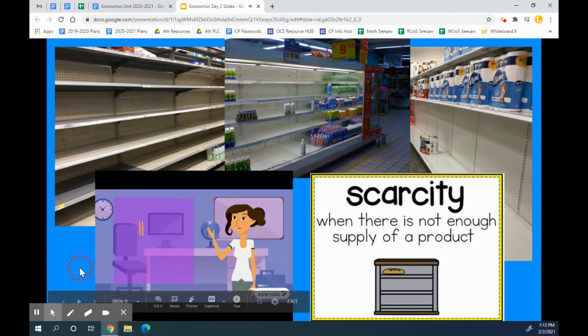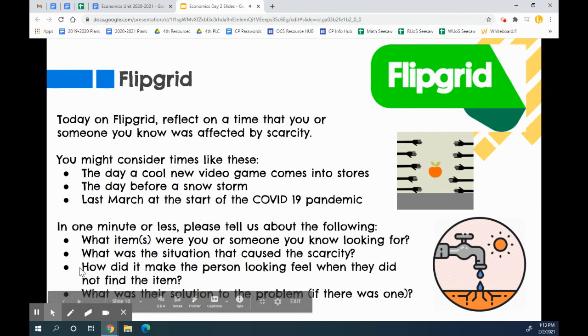Hello, learners. So today, we're going to reflect on Flipgrid. I want you to think of a time where you or someone you know has been affected by scarcity. You might think about some times like this. Have you ever experienced the day when a cool new video game or other type of toy comes into stores and all of it sells out? Have you ever been to the store the day before a big snowstorm or hurricane? Maybe you remember your parents or families talking about last March when the COVID-19 pandemic was starting.